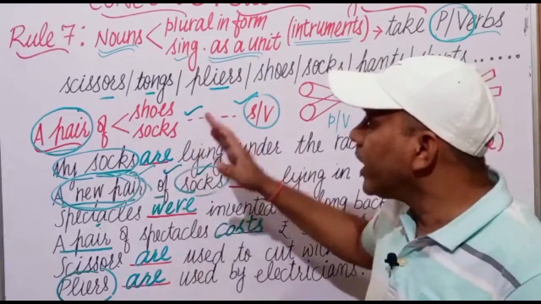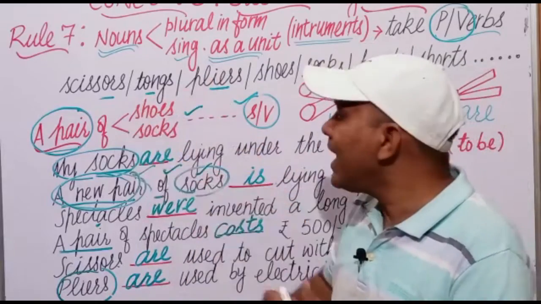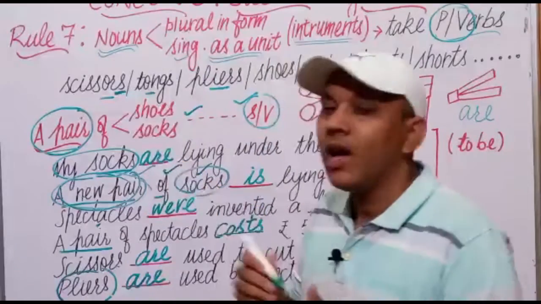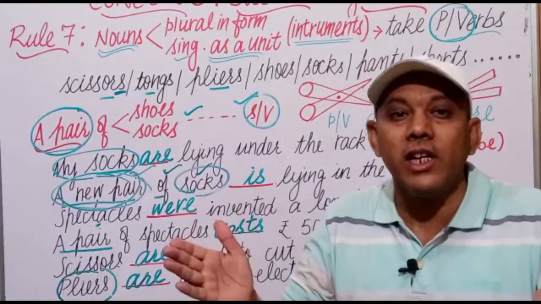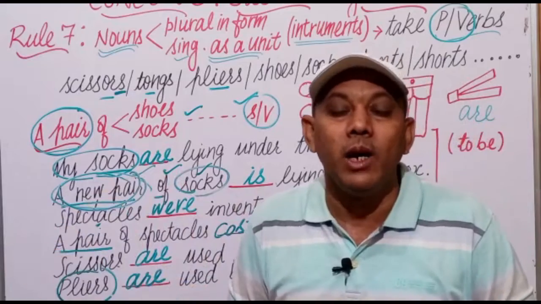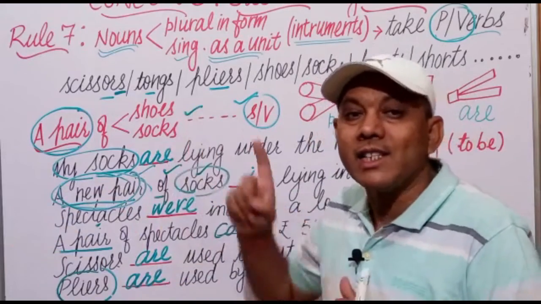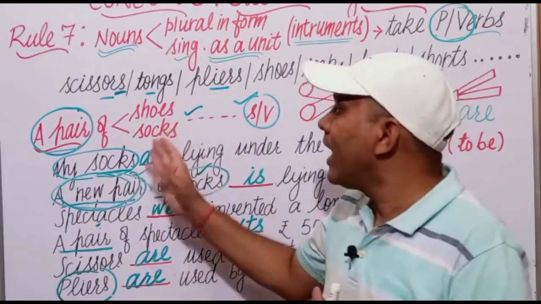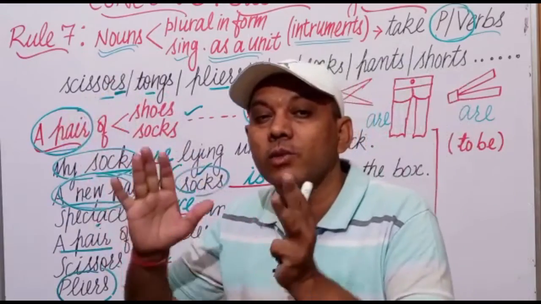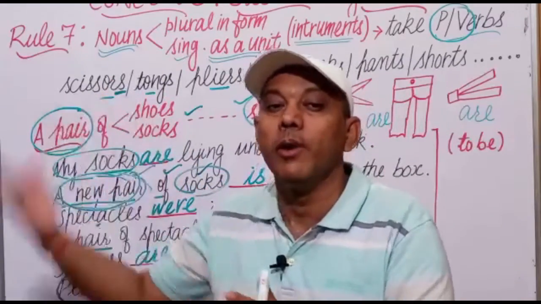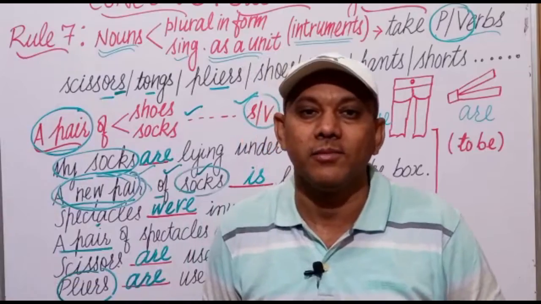In this way, we use these words ending in S as a unit and they take a plural verb after them, but they take a singular verb after them when the phrase "a pair of" is used before them in a sentence.